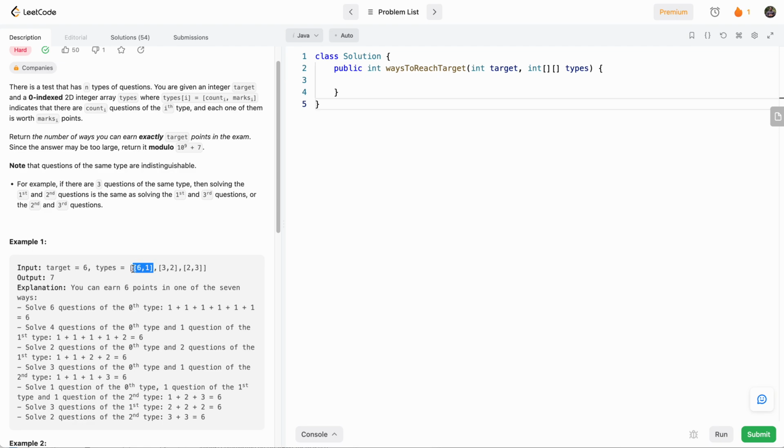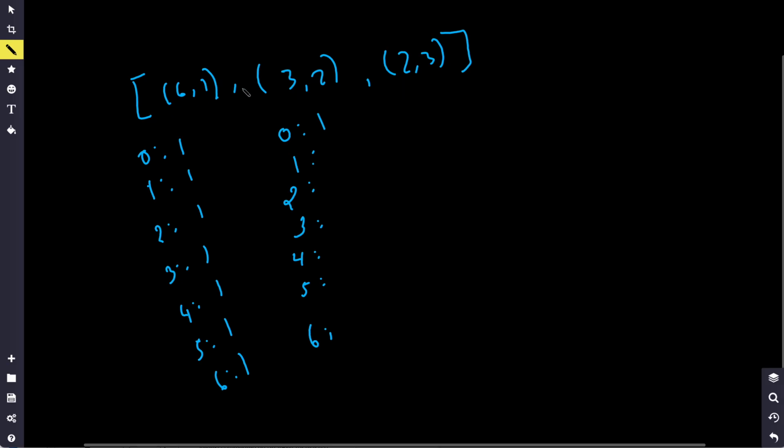So let me just draw this so you can visualize what I'm talking about. So basically here's our array. This is the count, and this is the points that you can get. This is the count, this is the points, and so on.